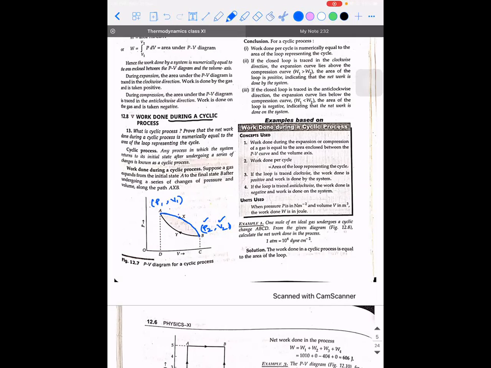That is, there is an expansion taking place because the volume is increasing with respect to time, and it is going back from B to A. Are you able to understand? So B to A is the process where the volume is decreasing. Are you guys able to understand this point?